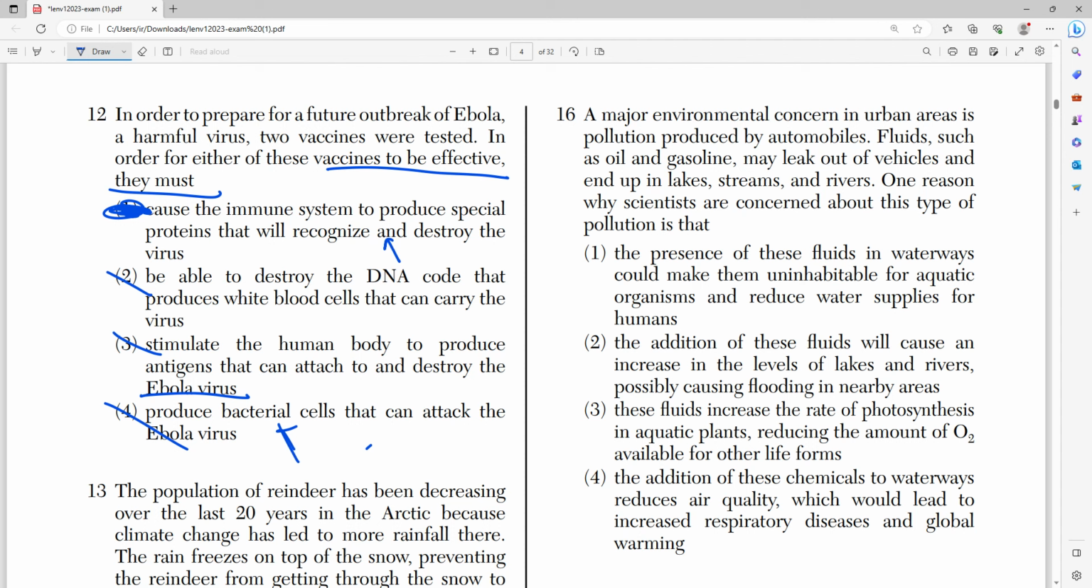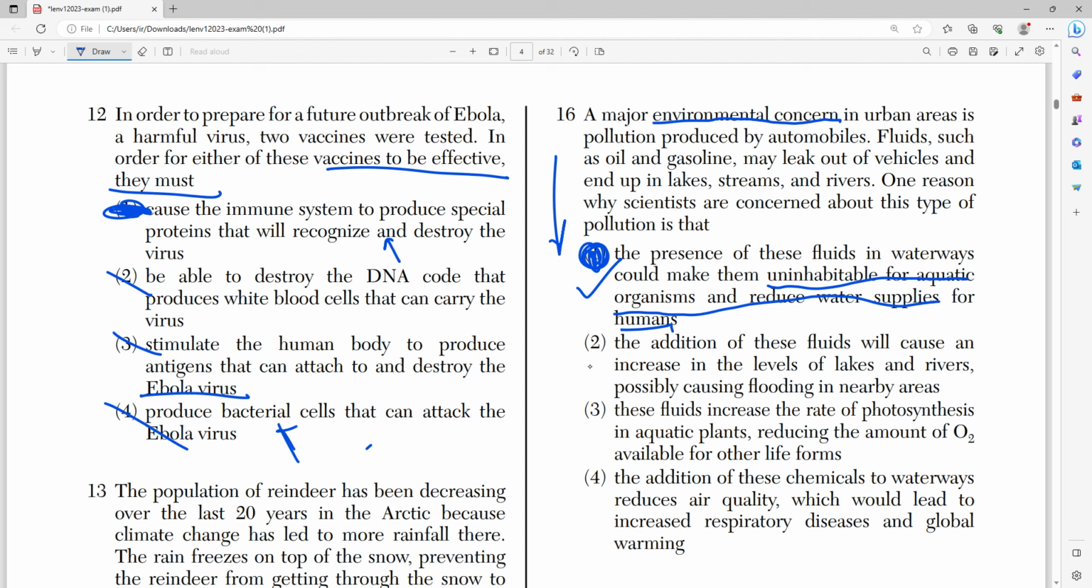So let's see, we're looking for a choice that gives us a negative outcome, right? Number 1 says the presence of these fluids in waterways could make them uninhabitable for aquatic organisms and reduce water supplies for humans. Yeah, that's why they're concerned, right? It's an environmental concern, because it negatively impacts the environment. That's why they're concerned, right?